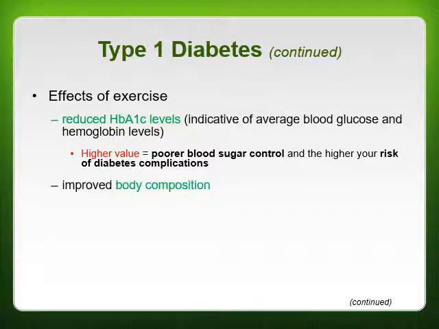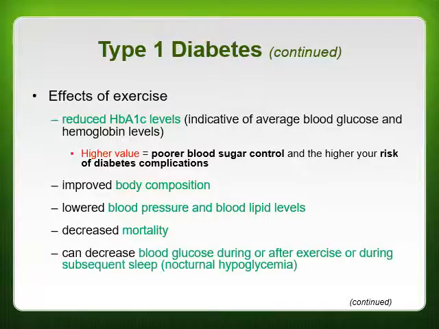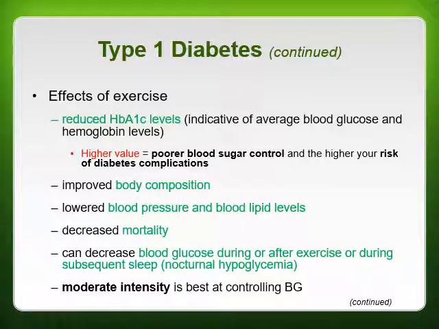So exercise can actually help to lower these levels and therefore reduce the risk of additional complications from diabetes. It can help to improve body composition, lower blood pressure, better blood lipid levels, decreased mortality, so less likelihood for untimely death, and can decrease blood glucose during or after exercise or during subsequent sleep, known as nocturnal hypoglycemia. Moderate intensity exercise seems to be the sweet spot. That is best for controlling your blood glucose levels.